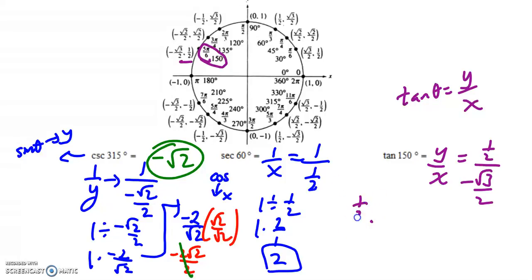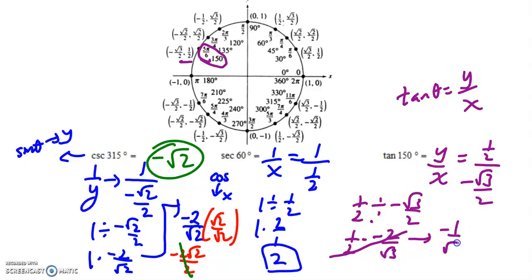So that is really 1/2 divided by negative root 3 over 2, which is the same thing as 1/2 times the reciprocal of negative 2 over root 3. Just like a previous example, the 2's cross out, but there's still a negative on top. So we have negative 1 over root 3, which reduces or rationalizes to negative root 3 all over 3.